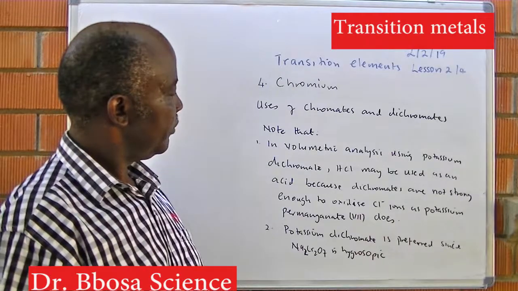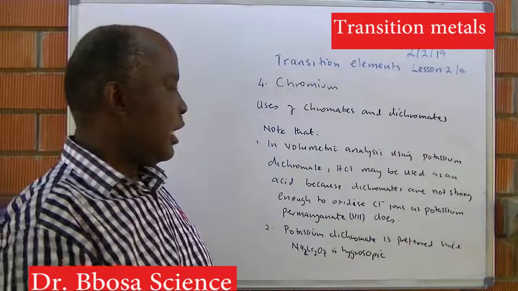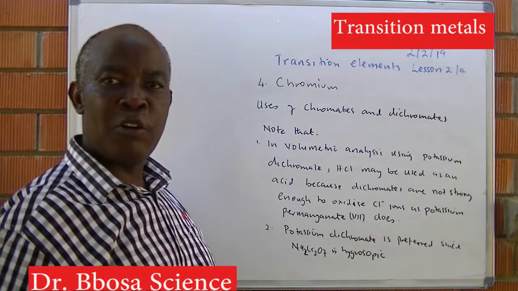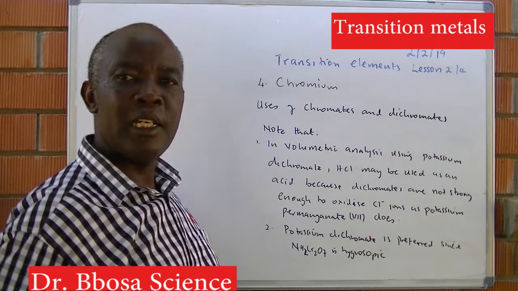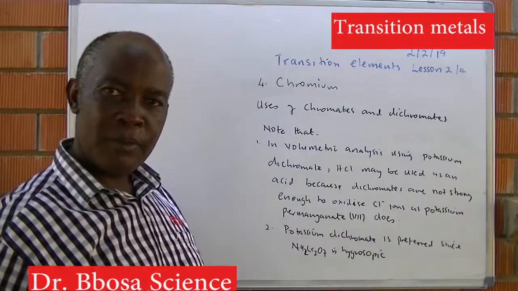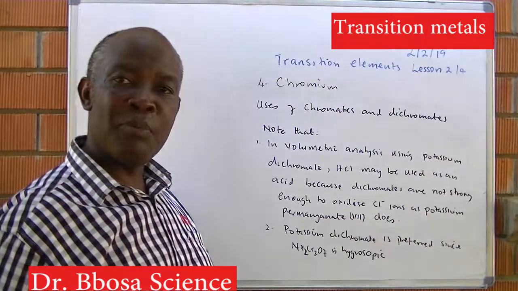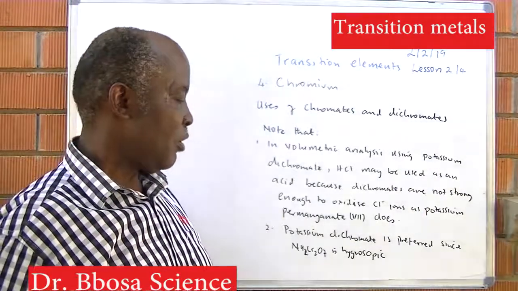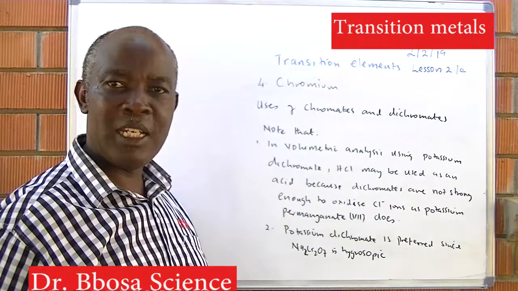Note that in a volumetric analysis using potassium dichromate, HCl may be used as the acid because dichromate is not strong enough to oxidize chloride ions, as potassium permanganate(VII) does. Potassium dichromate is preferred in volumetric analysis because sodium dichromate is hygroscopic and cannot be weighed easily.